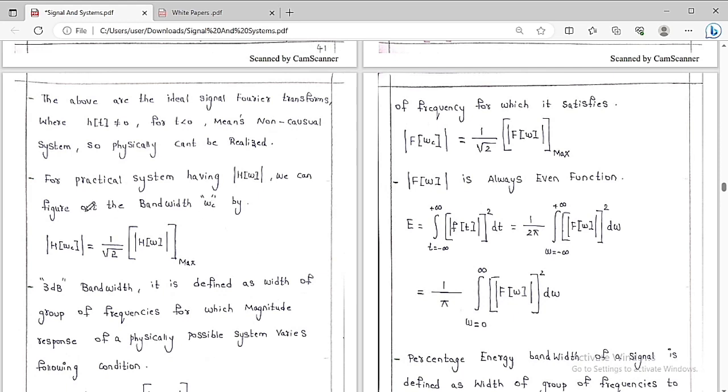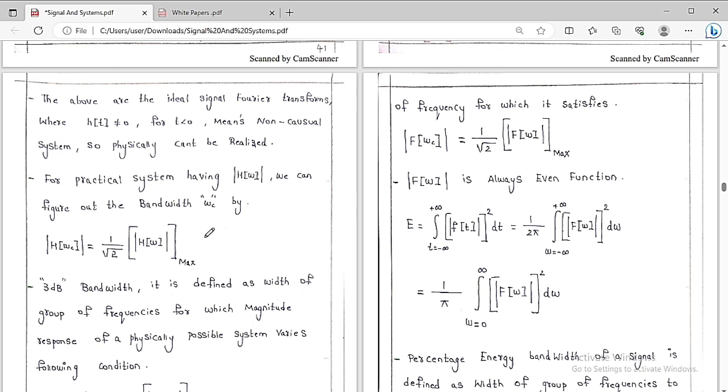So for practical systems having magnitude of H of omega, we can figure out the bandwidth omega c by the magnitude of H of omega c being equal to 1 by root 2 times the magnitude of H of omega max. So listen carefully. Suppose for practical systems, how to figure out the bandwidth.